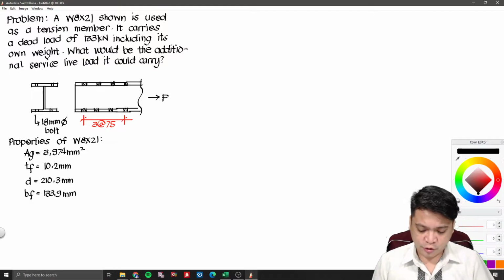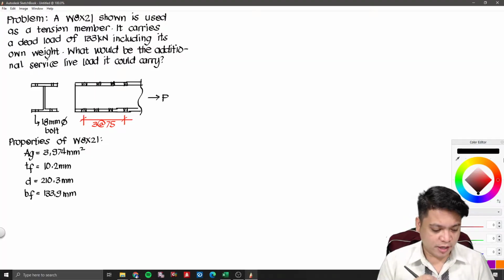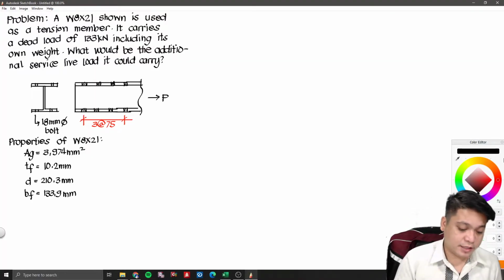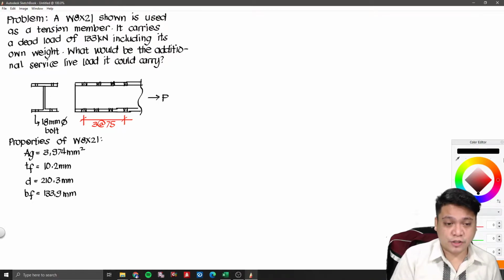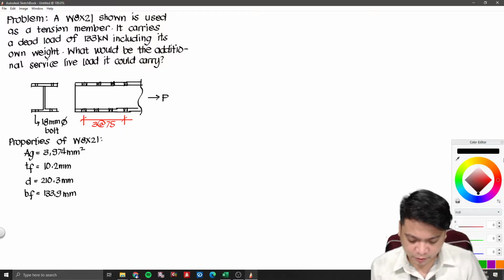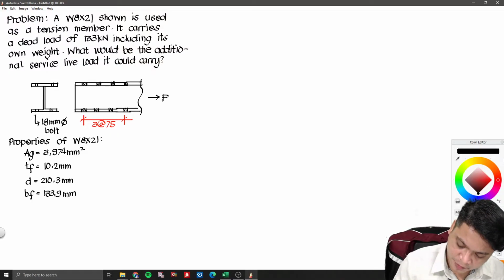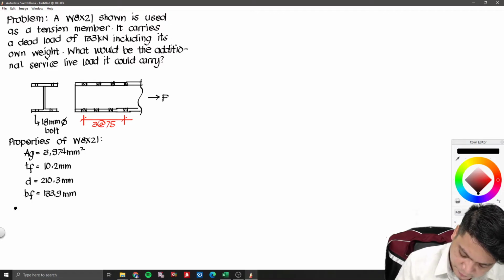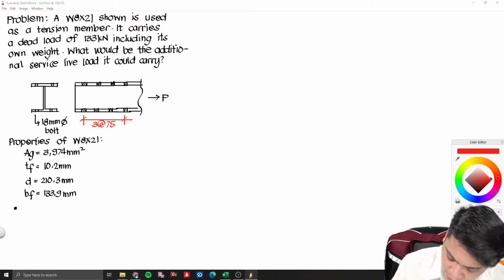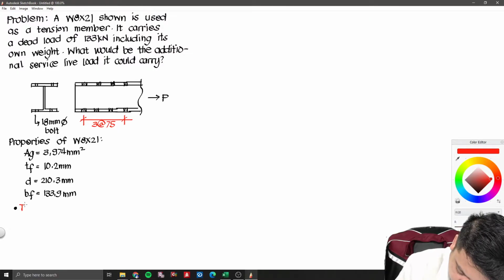So, una, we need to check it on the tension yielding, tensile yielding and tensile rupture, since we are not yet dealing with the block shear. So, unahin muna natin dun sa ating tension yielding. So, this could be under yielding, or you have here the tensile yielding.